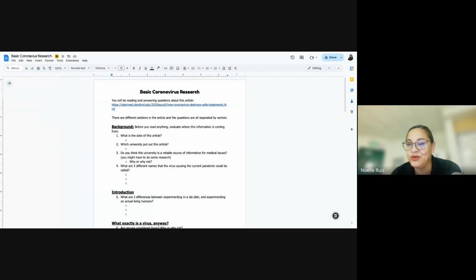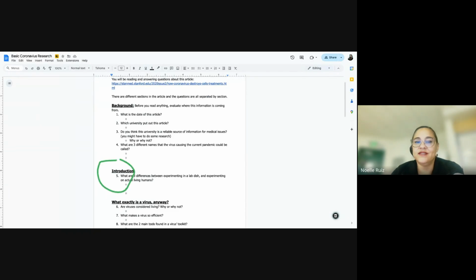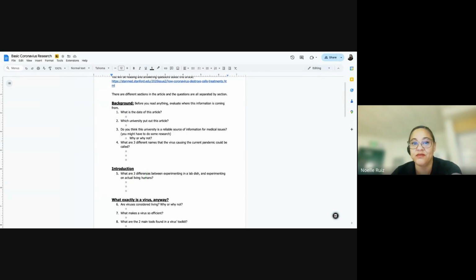Once upon a time, we talked about the Pacific Northwest tree octopus. We always want to check our sources. Where are we getting our research from? Then you move on, and the website is chunked into sections. So introduction, read the introduction. That's where that answer comes from.